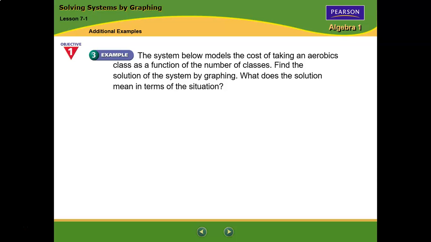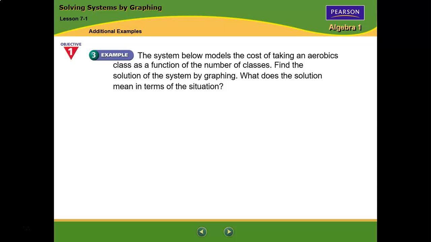Now, sometimes we have situations, two or three different situations, where we need to know if, at all, the situations would provide the same results or the equal results. So let's look at this example right here.